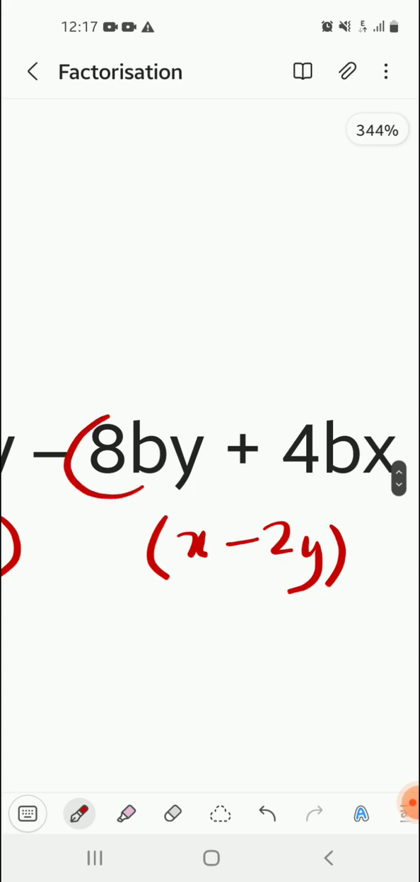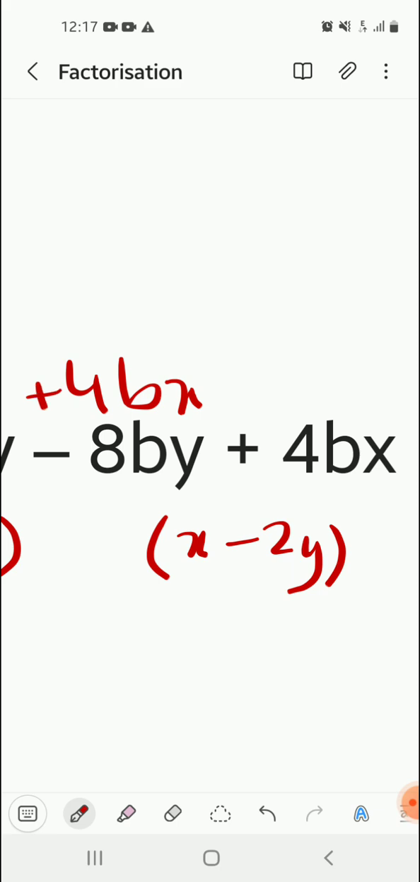Now see, here we have got 8by and here we have got 4bx. So what we can do is interchange both of their positions. Think of 4bx before this, and think of minus 8by here. Just interchange the positions, it will hardly make any difference because we are keeping the signs intact. Now this will make things easier.